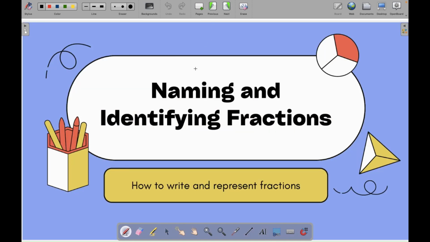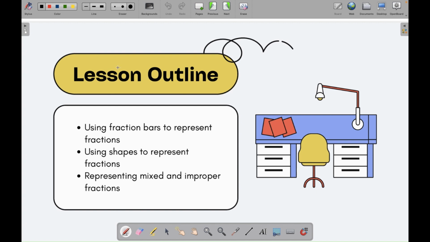So before we go into solving questions on fractions, we need to know why do we need fractions. And if I have fractions, how do I name fractions and how do I identify which part involves a fraction and which does not? Okay, so in this first module, we'll just try to understand how do we represent a fraction. Basically, we'll be using the fraction bars.